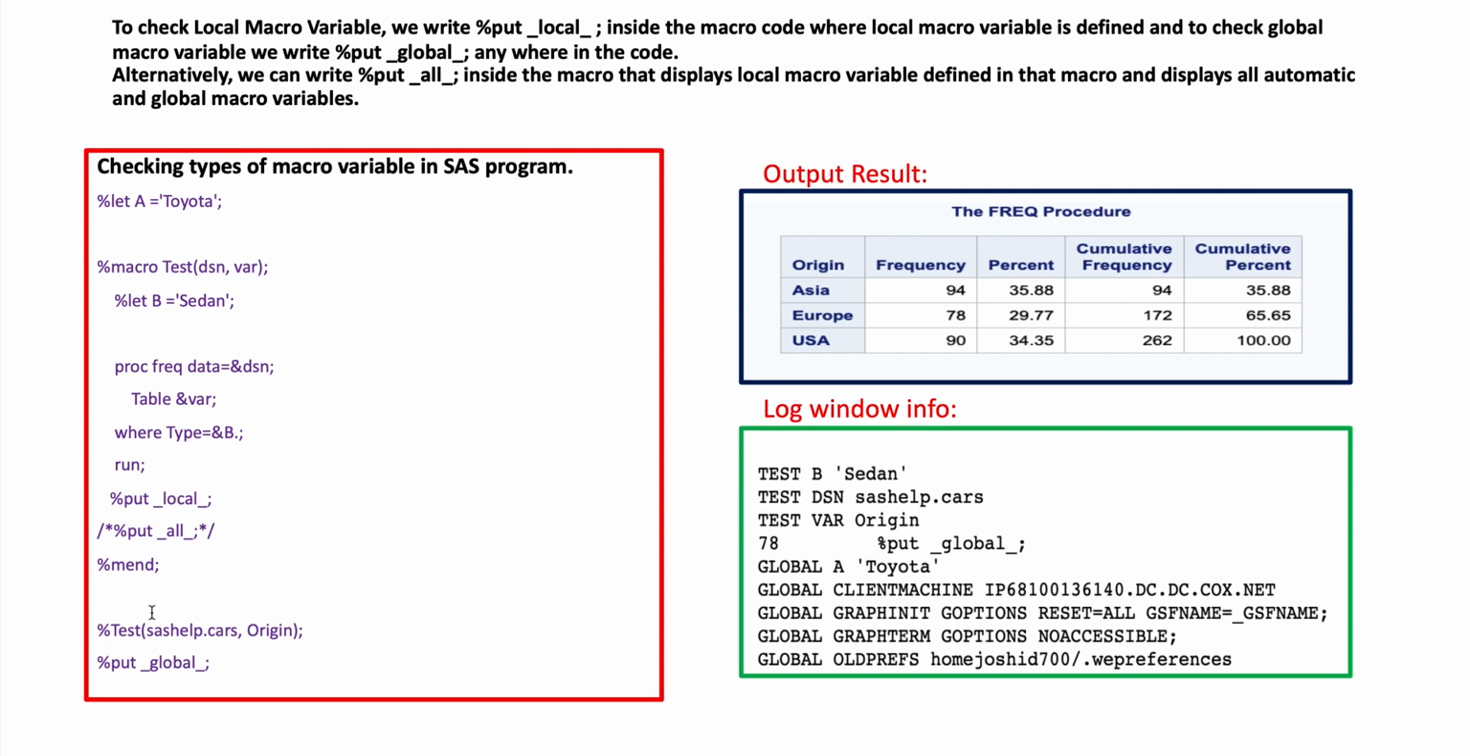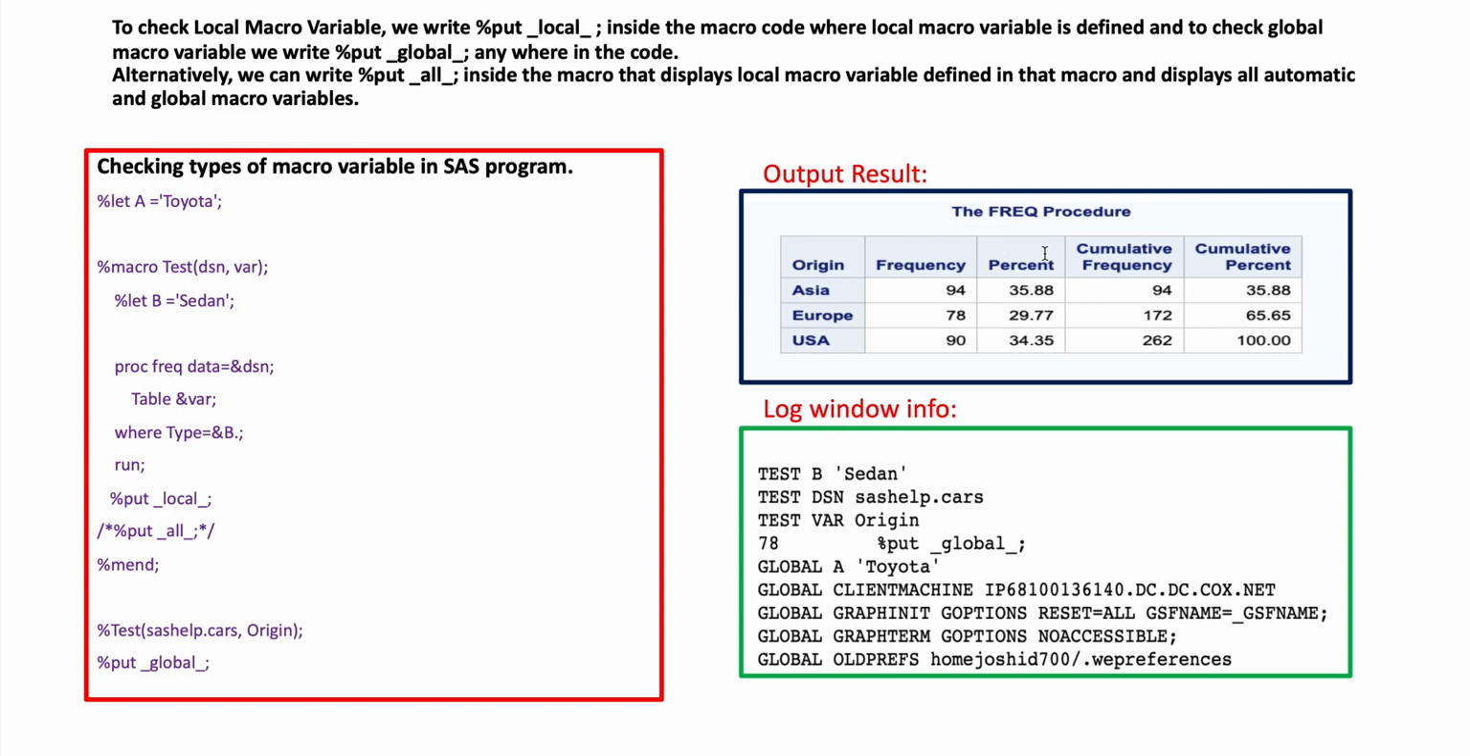%test, we are going to call the macro. Inside the parentheses, we provide the value of DSN and the value of var, where the value of DSN is sashelp.cars and the value of var is origin. Then finally %put _global_;. When we run this set of code, we will get the result as shown on the right side.